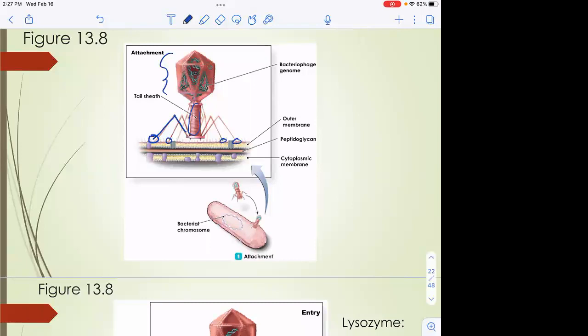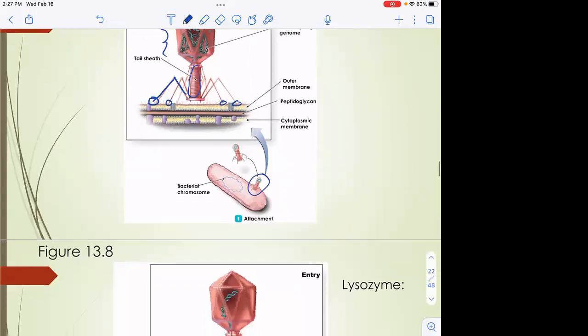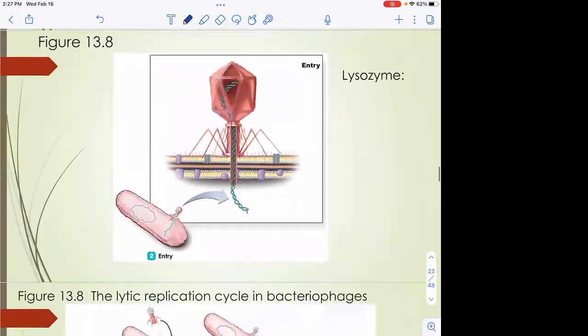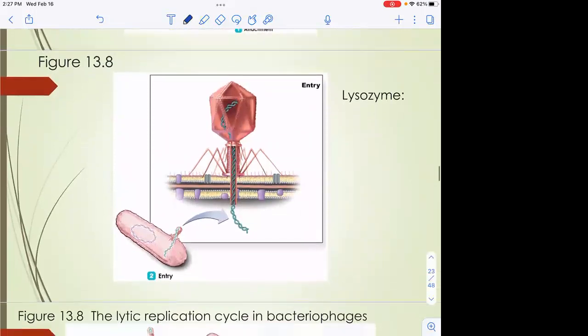And then, so next, you can see down here, it's attaching to the outside. And then in terms of entry, it looks like it just contracts and acts like a syringe to inject its double-stranded DNA.